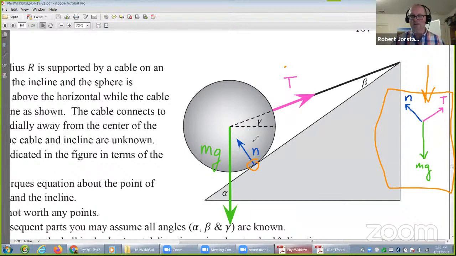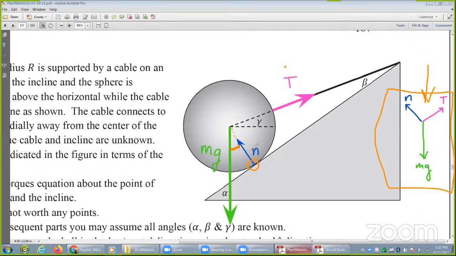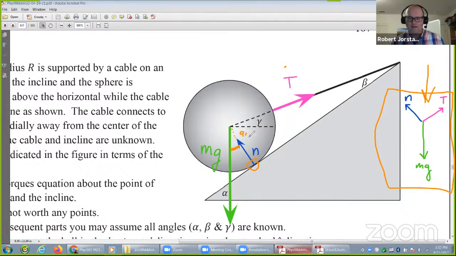Now, this is where it gets a little bit tricky. What's this angle in here, between the normal force and mg? What's that angle? Is it gamma? Let's take a look here. So this is 90 minus gamma. And then let's see. So this angle over here would be gamma. And yes, you're right. We're seeing it's every other one.